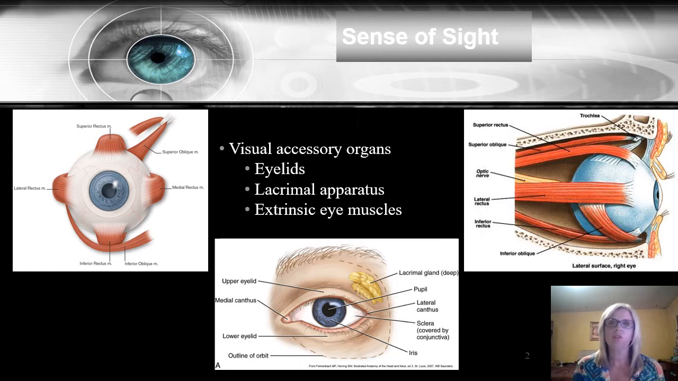and drainage, and then the muscles outside of the eye that help move them, and we call those extrinsic, ex meaning outside, and we have 6 of those muscles. You can see here on the diagram of the eye, here's the lacrimal gland. It shows you the upper and lower eyelids, orbit, sclera, some other components that we're going to be looking at.